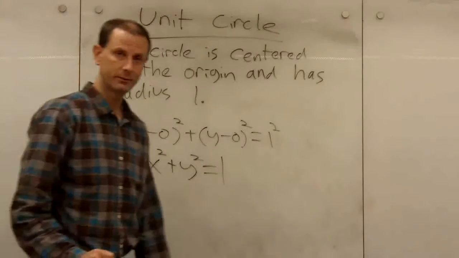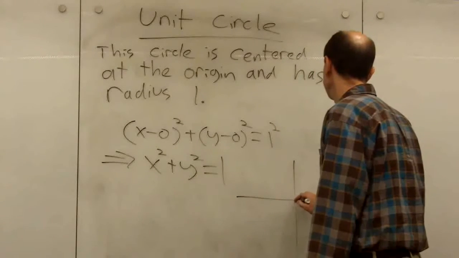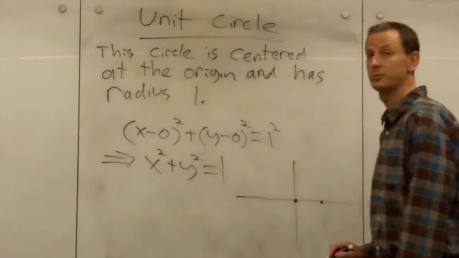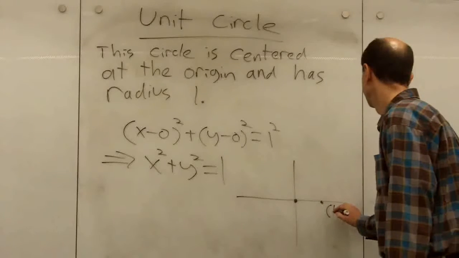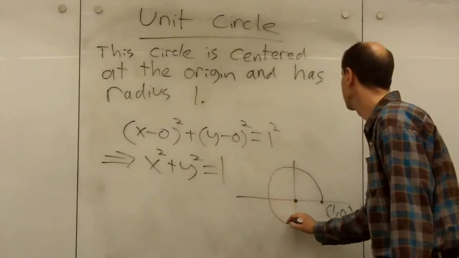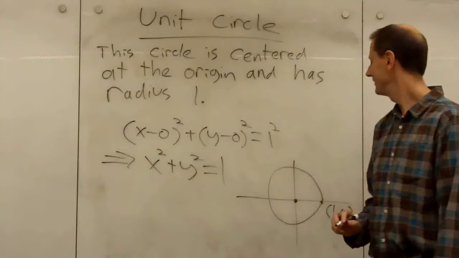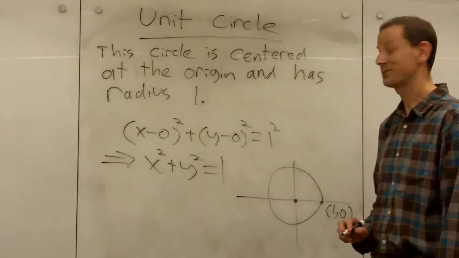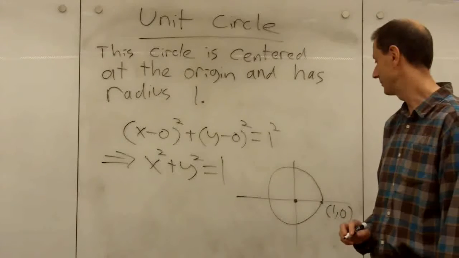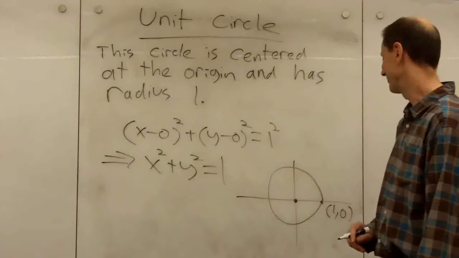And if we go ahead and graph the unit circle, it's centered at the origin, its radius is 1. So we're just drawing the circle of radius 1 centered at the origin. And I realize my drawings aren't the best, so you have to use your imagination a little bit, but hopefully you can imagine that as the circle is centered at the origin with radius 1.